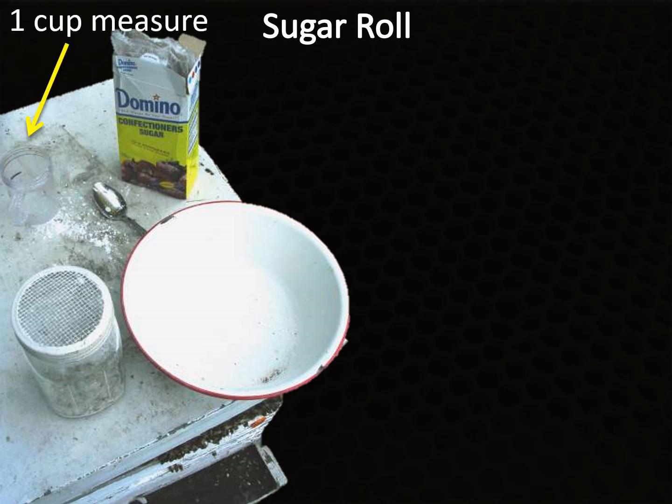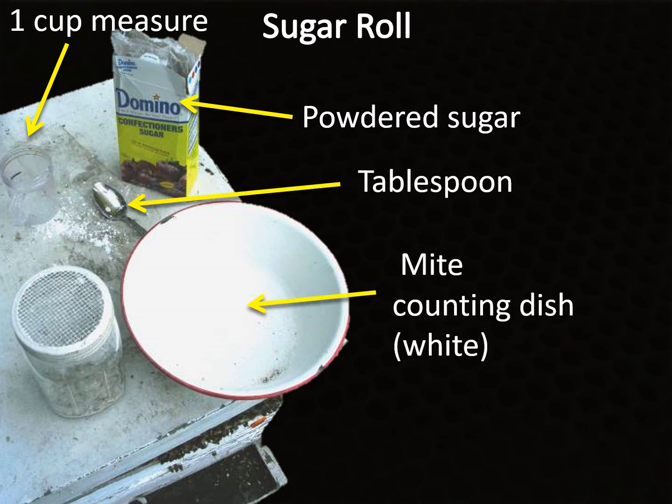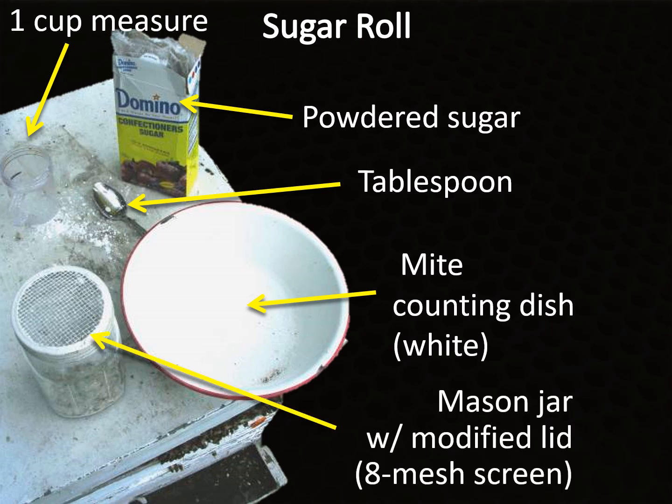So the next thing we're going to do is a sugar roll. A cup measure is going to collect 300, 350 bees. Use some powdered sugar and a tablespoon. And then this is our mite counting dish, a basin with a white bottom. Put a little water in the bottom of that. And then we have a mason jar with a modified screen lid on it with an 8 mesh. That's hardware cloth, number 8.